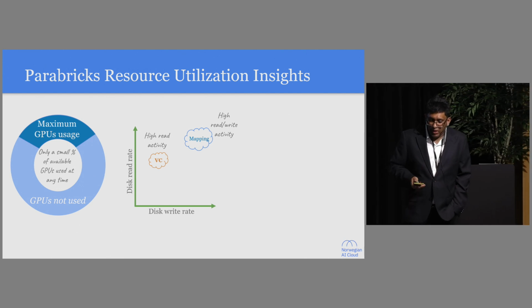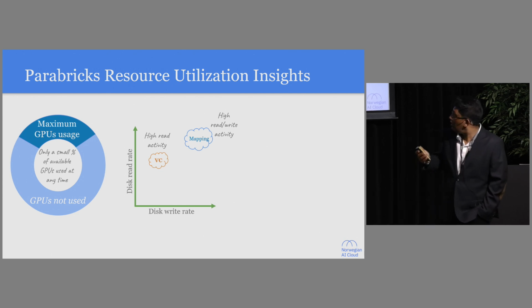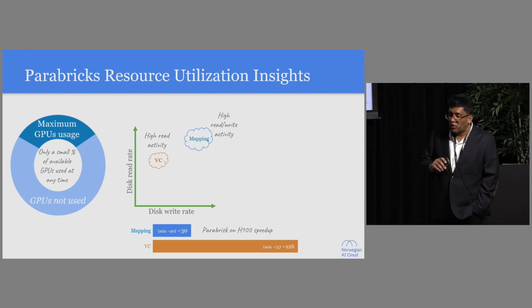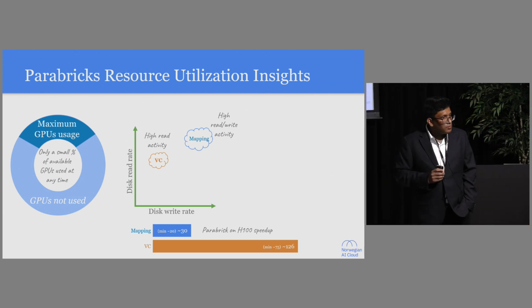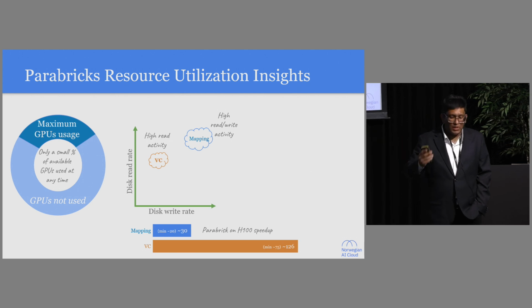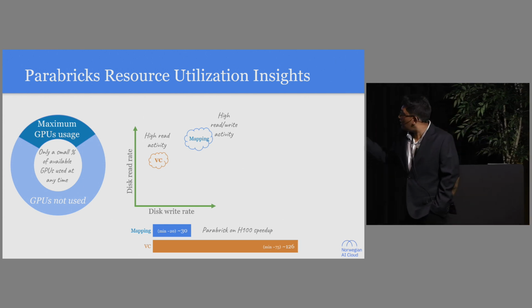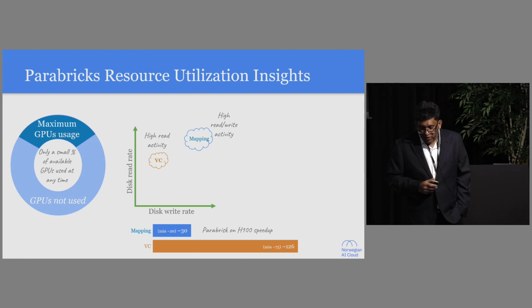So what does that mean? When Parabricks starts reading and writing from the disk, the GPU goes into idle time. And remember, we compared the speed up of mapping and variant calling. Mapping speed up was much lower than the variant calling speed up. That is why. So we observed that the idle times in the mapping process are the reason for the low speed up we observed.